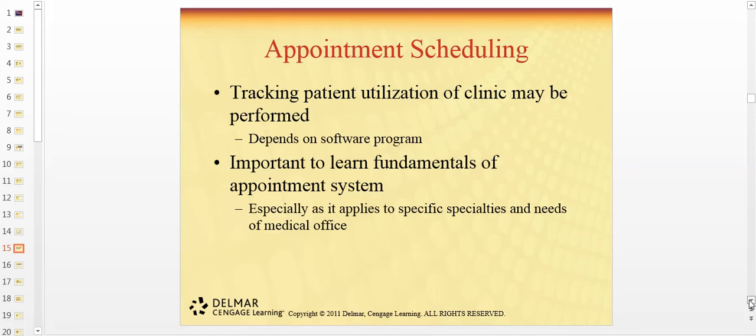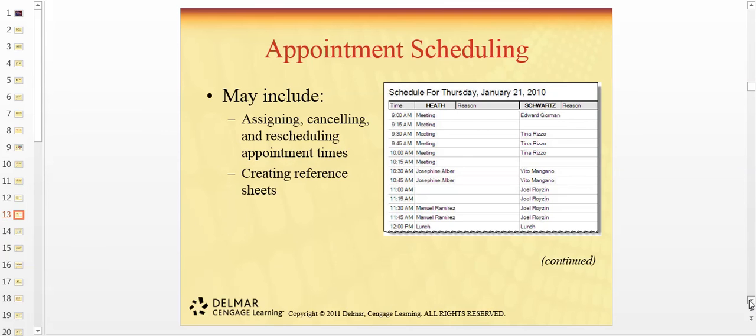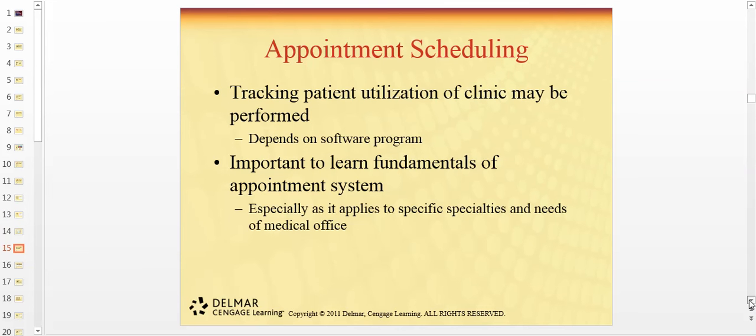Tracking patient utilization of the clinic may be performed, and it depends on the program software. All that means, just like I said, is that you're going to have a reference sheet. The utilization is how well you are utilizing your time. Are you having too many patients at one time of the day? Do you have a spurt at lunchtime? Do you have an evening rush? Just to see how you're scheduling your patients.